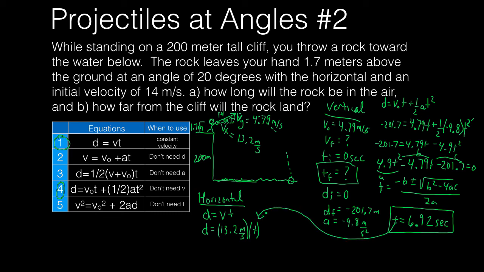So let me take my calculator, let's see. 13.2 times the time, which was 6.92. And I'm finding that that horizontal displacement is equal to 91.3 meters. And so that's how far away from the edge of the cliff the rock will land, 91.3 meters.